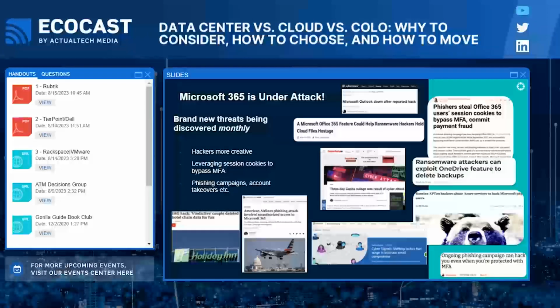We know the attackers are getting more creative. We know they're able to bypass MFA by leveraging session cookies, and phishing campaigns and account takeovers are becoming more frequent. And knowing that this is happening across the hybrid landscape, on-prem, cloud, SaaS, you really need to have a unified approach across all three of those types of estates.